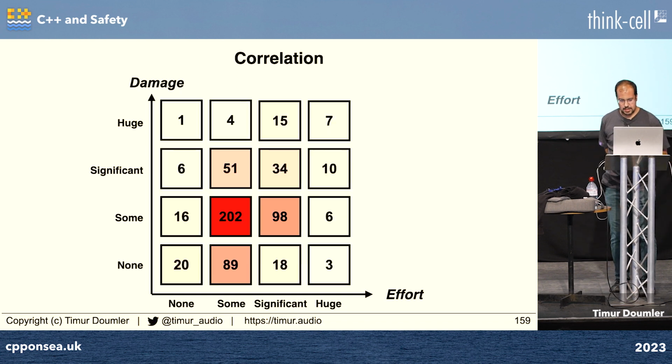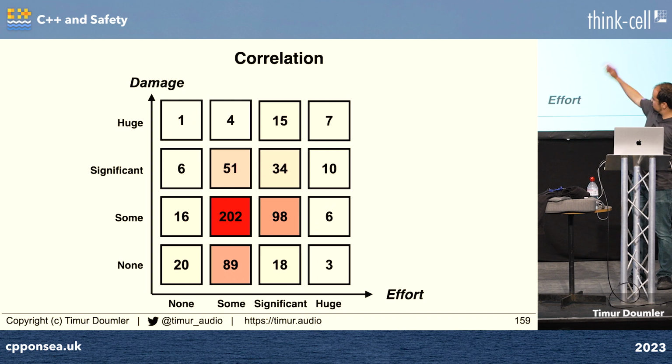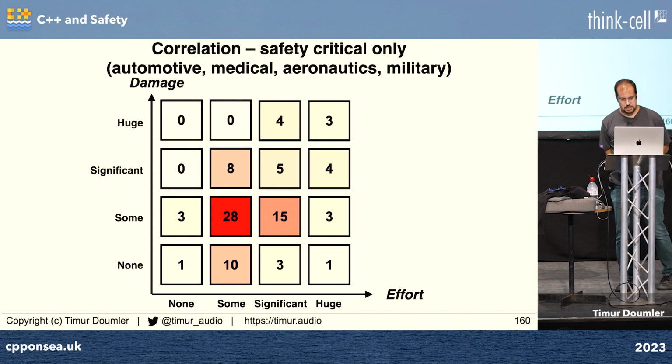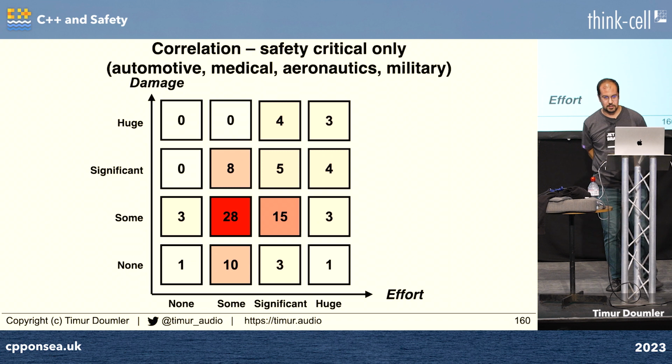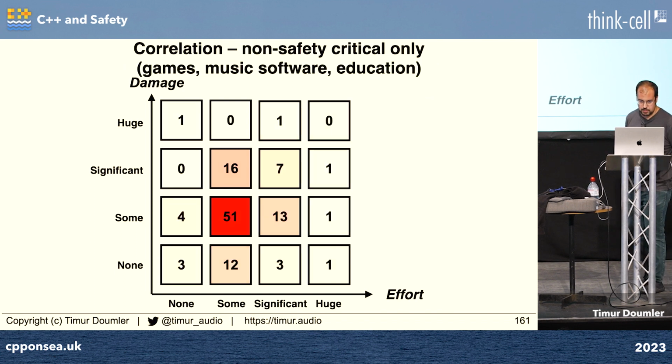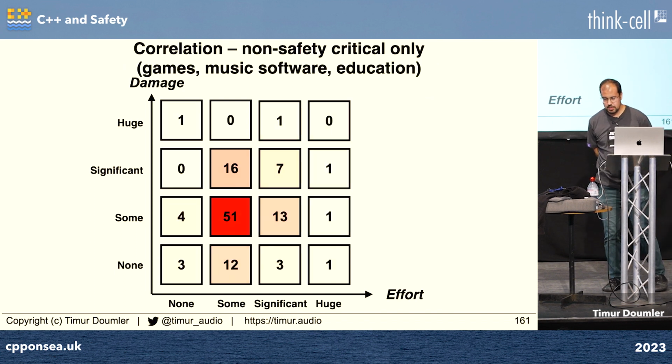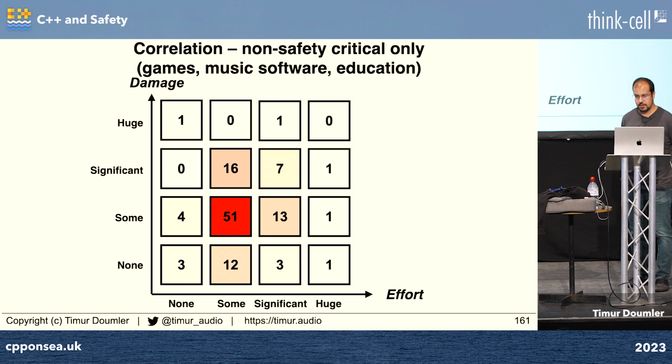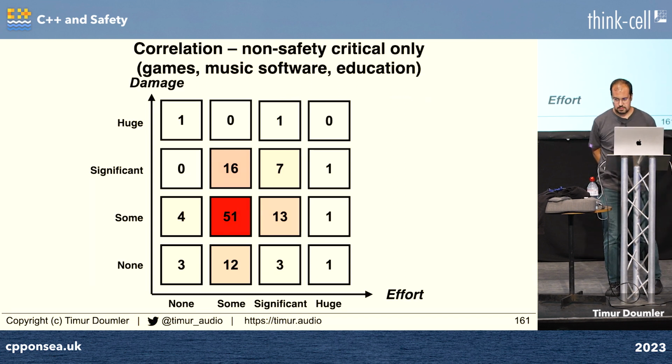And so I also did this per industry. I said, okay, this is the overall distribution. Let's look at just people who said they work in a safety critical industry like automotive, medical, aeronautics, military. Actually, quite a few people from the military industry filled out the survey. I was surprised by that. And I get essentially the same distribution. And then I looked at people who work in industries where I was pretty sure they're not safety critical, like games, music software, education. And I got pretty much the exact same distribution. So I found that very curious.